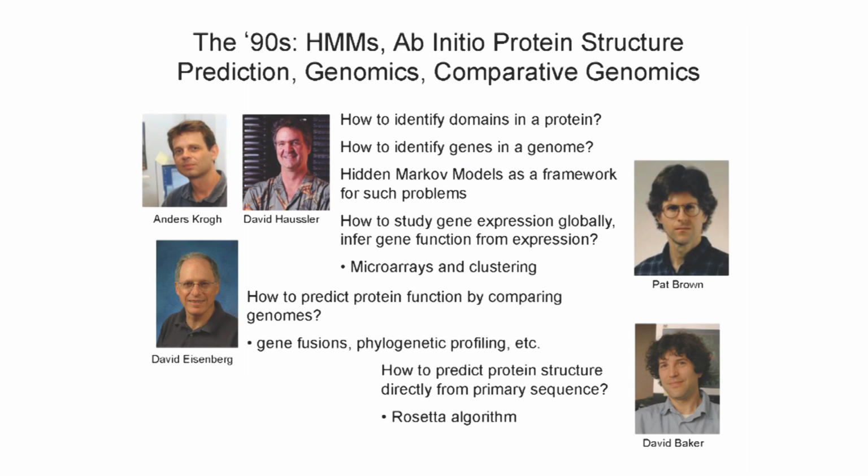It was driven partly by the development of microarrays, the first genome sequences, and questions like how to identify domains in a protein and how to identify genes in the genome, where it was recognized that this family of models from electrical engineering, the hidden Markov model, were quite useful for these sorts of sequence labeling problems. That was really pioneered by Anders Krogh and David Haussler. And a variety of algorithms were developed that performed these useful tasks.